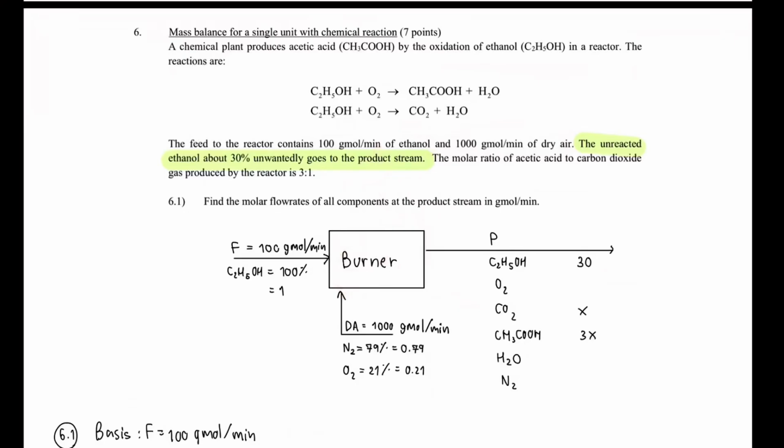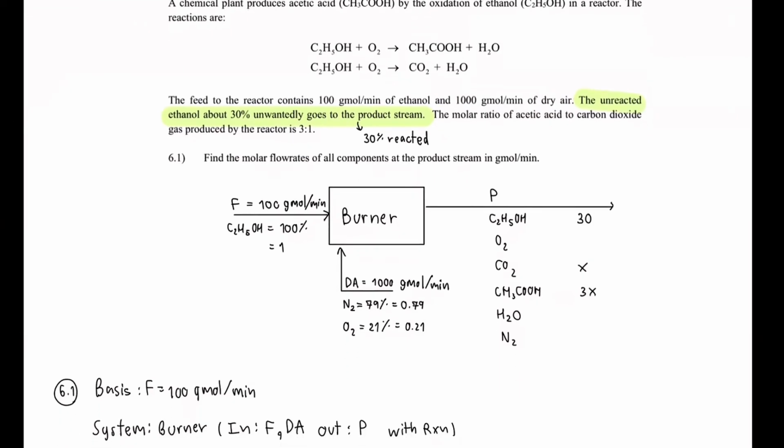In this problem, they said a chemical plant produces acetic acid by the oxidation of ethanol in the reactor. So the reactor contains 100 gram mole per minute of ethanol and 1000 gram mole per minute of dry air. From this passage that I highlighted, we can conclude that 30% of ethanol goes to the product stream. 30% reacted. And we also know that the molar ratio of acetic acid to carbon dioxide is 3:1.